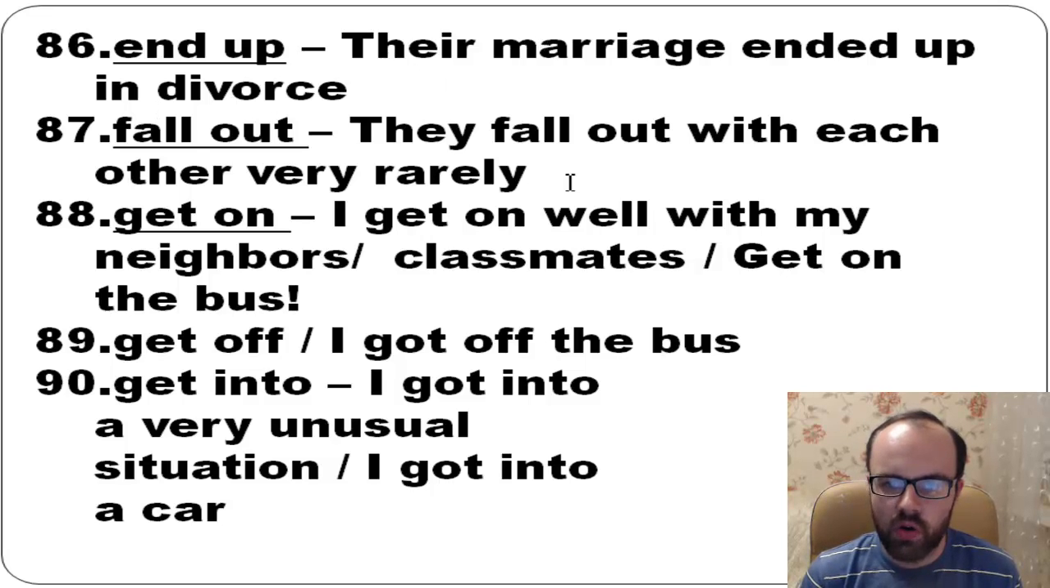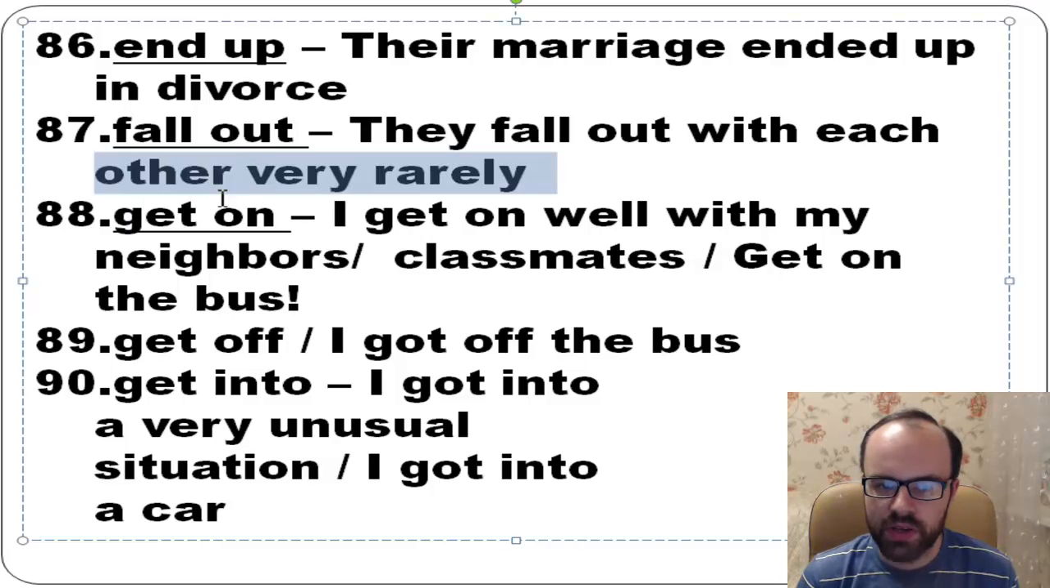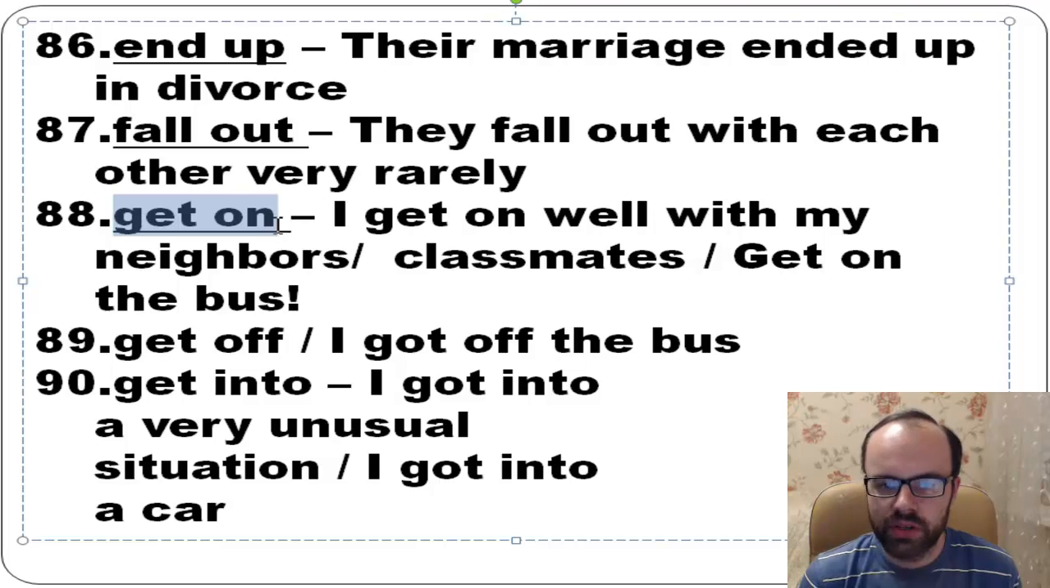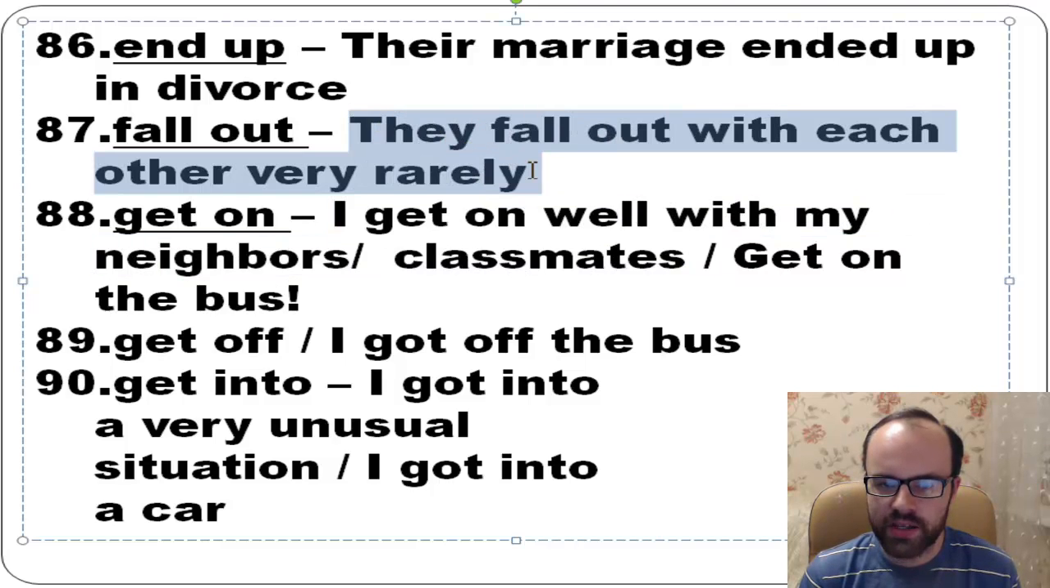Fall out. They often fall out with each other very rarely. So fall out means have some disagreement or quarrel. I think that you know this phrasal verb get on. It means to have good relationships with someone. For example, I can say I get on well with my neighbors, I get on well with my classmates. Yeah, get on. And fall out, this phrasal verb has the opposite meaning.